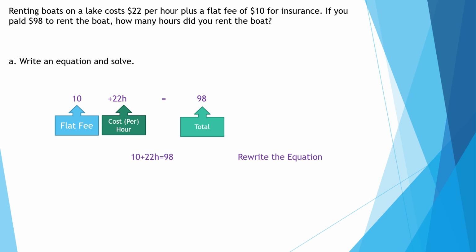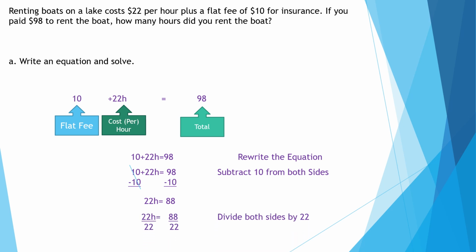So the first thing we always do is rewrite that equation. Then we're going to get rid of the 10 that's being added to the 22H by subtracting it from both sides. On the left, it forms that 0 pair, leaving you with just 22H. And on the right, you get 98 minus 10, which is 88. So 22H equals 88. The 22 is being multiplied by H. So to undo it, you're going to divide both sides by 22.